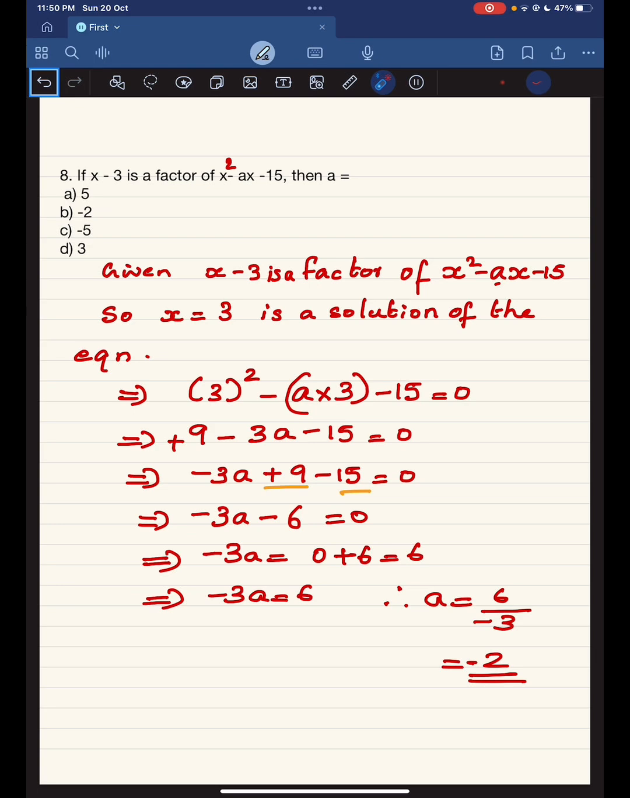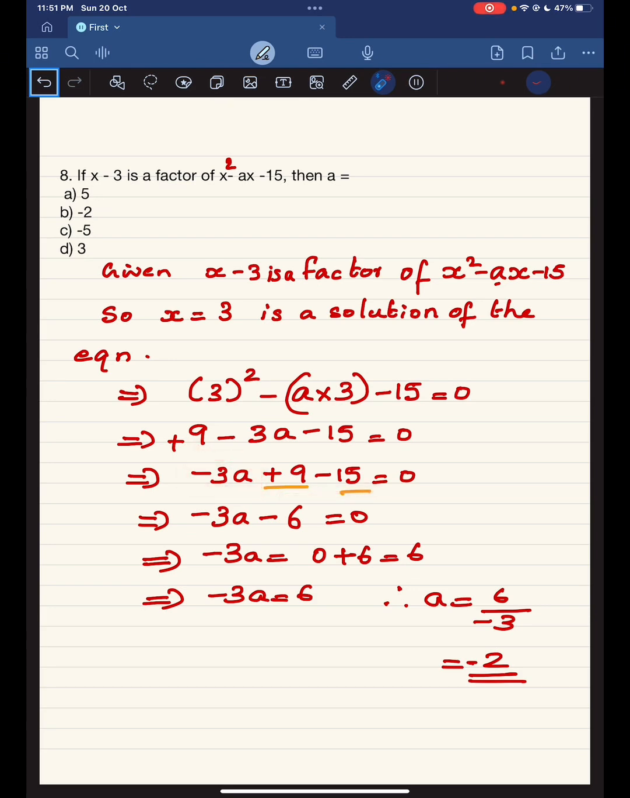If one number is a solution of this equation, then this LHS, that is x square minus ax minus 15, is equal to 0. If x equal to 3, then 3 square minus a into 3 minus 15 is equal to 0. Okay, so here 3 square is 9, minus a into 3 is 3a, minus 15 is equal to 0. Let me rearrange these numbers.